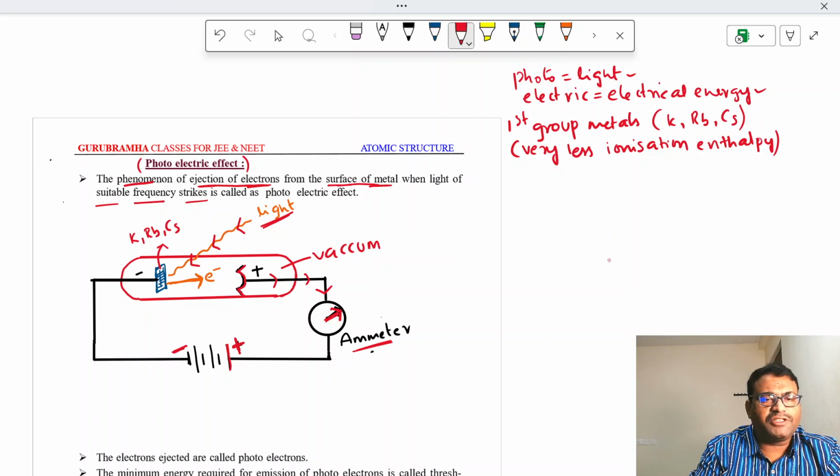So this light must possess a minimum frequency which will be helpful to eject the electron from the surface of the metal. So suitable frequency, it should possess some minimum frequency. Then only this photoelectric effect happens.